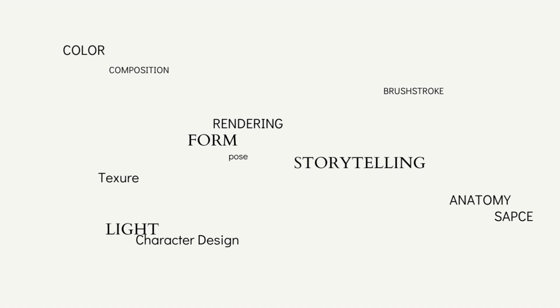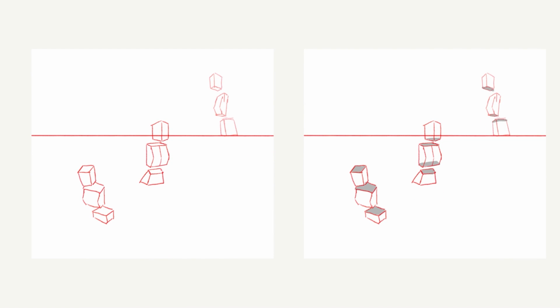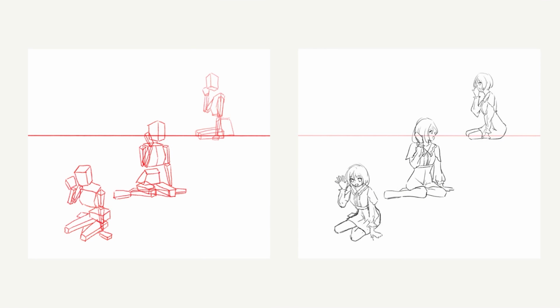I aspire to become a better artist but face many obstacles. Currently, the obstacle blocking my progress is a monster known as space. Upon reflection, I realize that I have two problems in my painting process. I am afraid to draw low-angle and high-angle scenes, as I struggle to understand the logic behind them. This is especially challenging when it comes to drawing characters and simplifying them effectively.